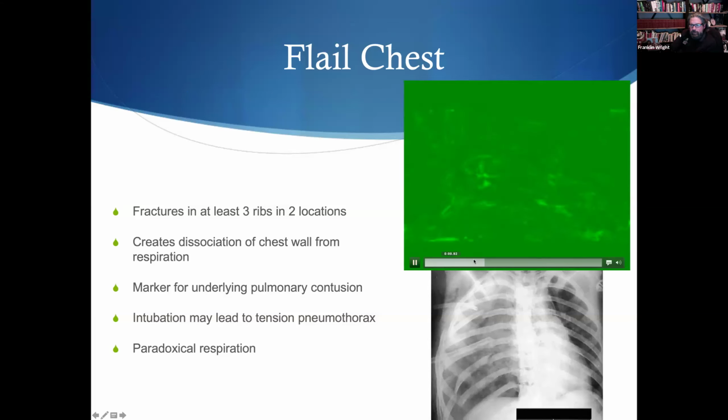Oh, is it green for you guys? Can you guys see that video? It's green for me. Son of a gun. Oh, that's such a shame.